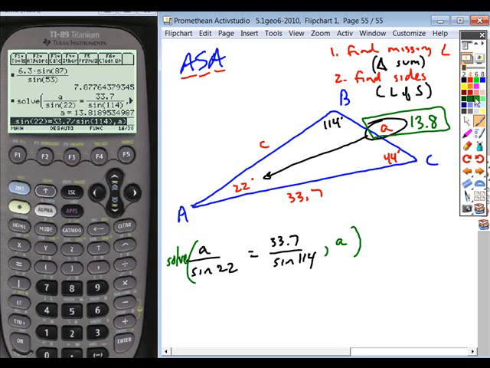So let's set up our ratio or our proportions to solve for C. We take our unknown C, so I'm going to start with that on the top of my fraction, over the sine of the angle opposite it, so sine of 44. And now I have two possible ratios that I could set this equal to. Either 13.8 over sine of 22 or 33.7 over the sine of 114. Which of those is going to be more accurate?